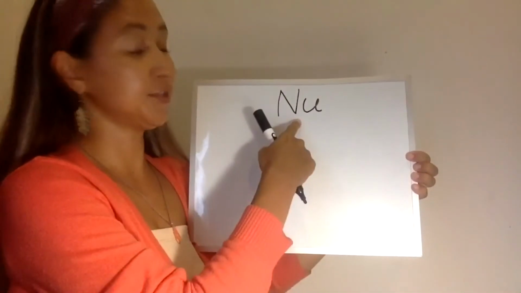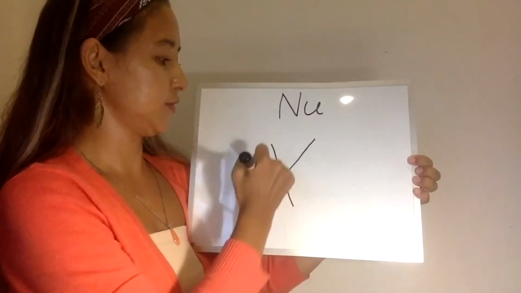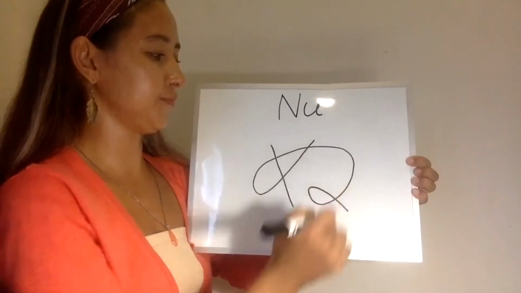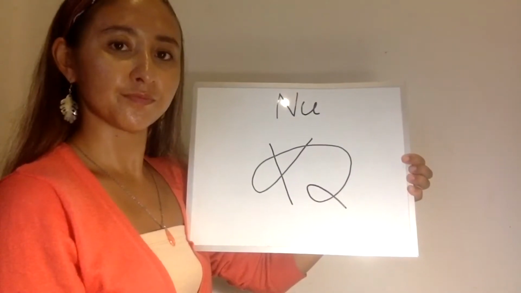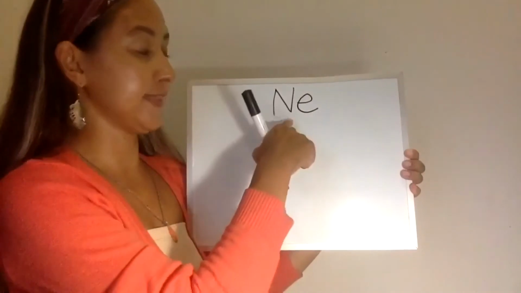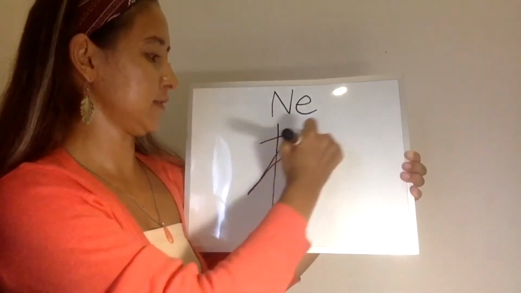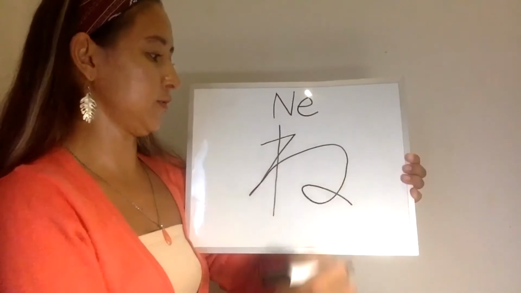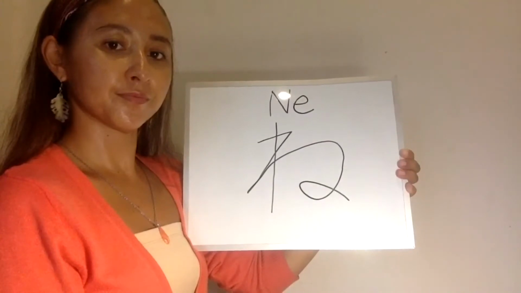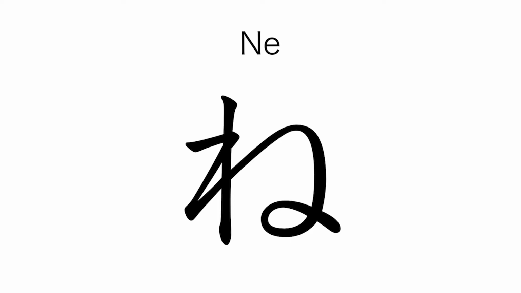The next one is nu. 1, 2, nu, nu. The next one is ne. 1, then 2. Ne, ne.